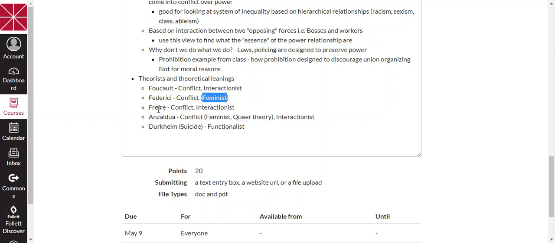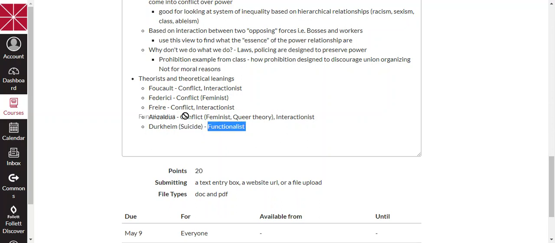Feminism. Paulo Freire is a conflict theorist, but also might be able to be used as an interactionist. Anzaldúa is a great conflict theorist, and that intersects with feminism and queer theory, as well as interactionism. And finally, Durkheim, we talked briefly about him, about his book Suicide, and he's a functionalist.